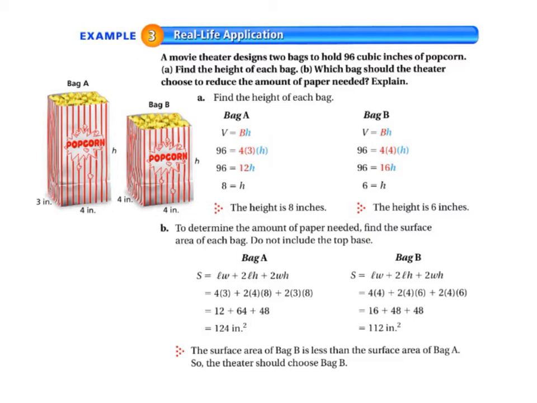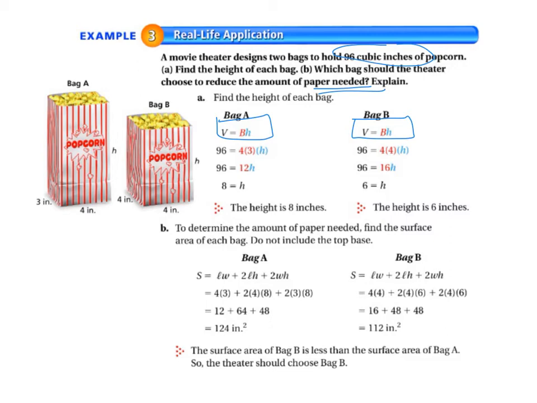Example 3, real-life application. A movie theater designs 2 bags to hold 96 cubic inches of popcorn. A, find the height of each bag. B, which bag should the theater choose to reduce the amount of paper needed? Explain. So we're going to find the height of each bag. So volume equals base times height. We're going to write that first. And then we know what the volume is. The volume is 96 cubic inches.